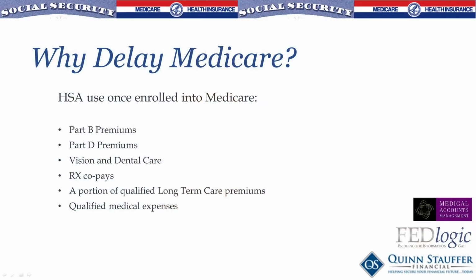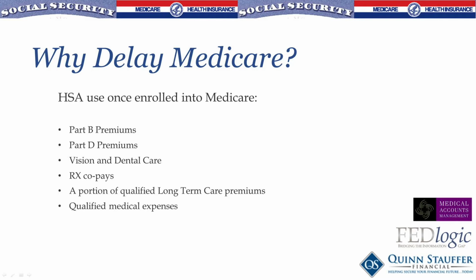You can use that to pay for your Part B premiums. The lowest a Part B premium can be in 2018 is $134, and the highest is $428.60. So you can use your HSA money to pay for that.